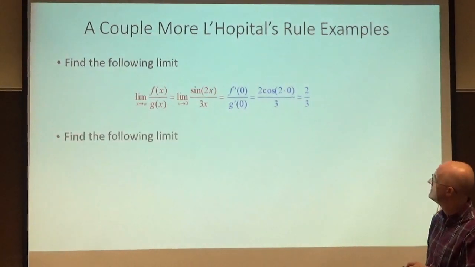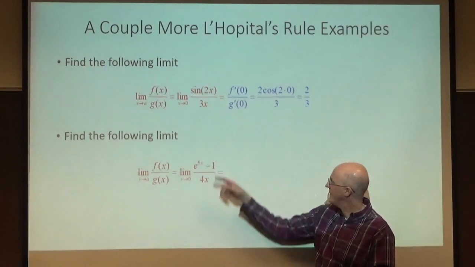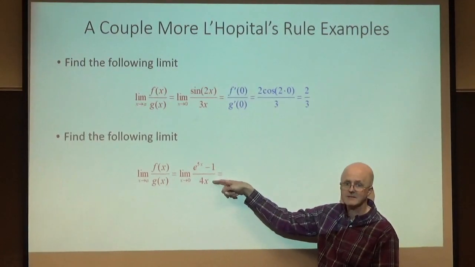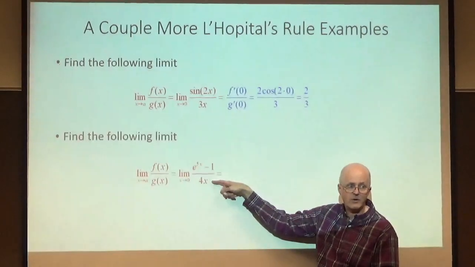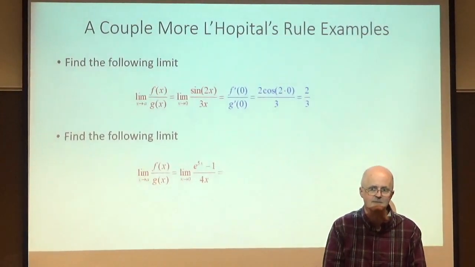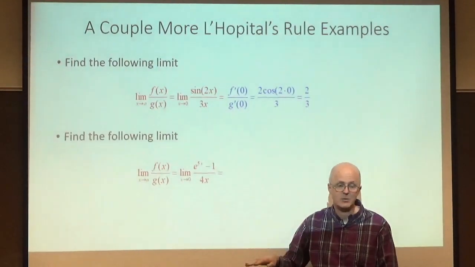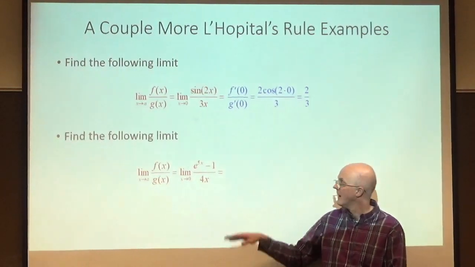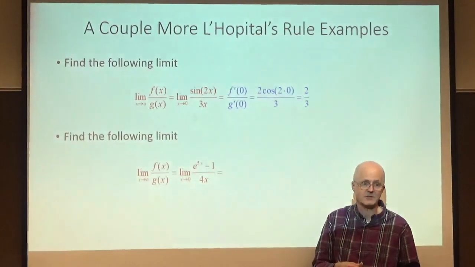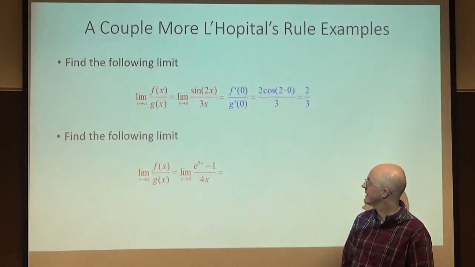One more example. Now f of x is e to the 5x minus 1, and g of x is 4x. By the way, one other word of warning here. This is not using the quotient rule. I hope that's pretty obvious. I'm not taking the derivative of this ratio. I'm not using the quotient rule. I'm taking the derivative of the bottom and top individually and forming a new fraction where I plug in 0 as long as I don't divide by 0.